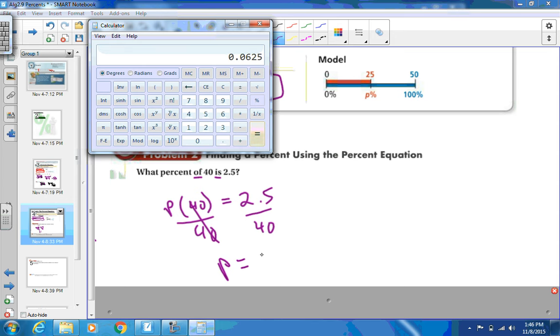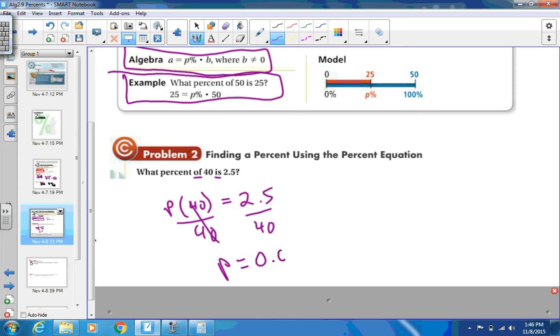gets you a decimal. This is where it's a little bit different. Now, it's not 0.625%, even though that's what it would look like. That is just a decimal number, and you need to change that to a percent. So if you want it to be out of 100, you would multiply it by 100, because right now it's out of 1. You want to multiply it by 100, or move the decimal 2 places to the right. So really, it would be 6.25%.